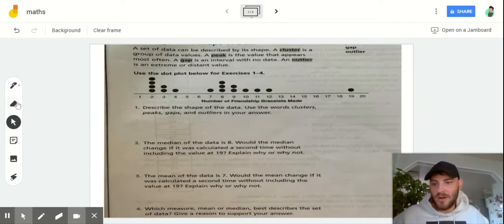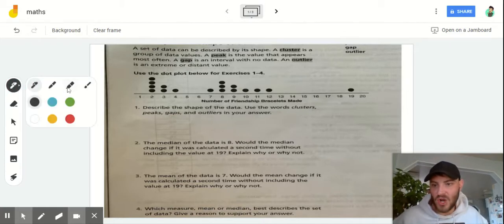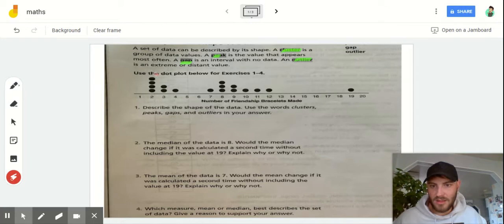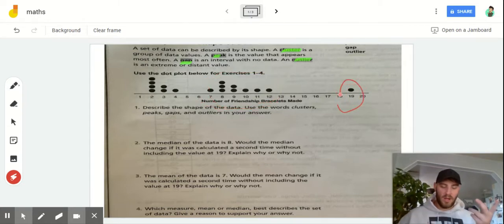Today we're going to learn about words like cluster, peak, gap, and outlier. So let's take a look at them. You ready? All right, this is a cluster right here. That's a cluster. See how all of them are clustered together, all the data points? Here's another cluster. And then this is not a cluster because it only has one. It has to have at least two to be a cluster.